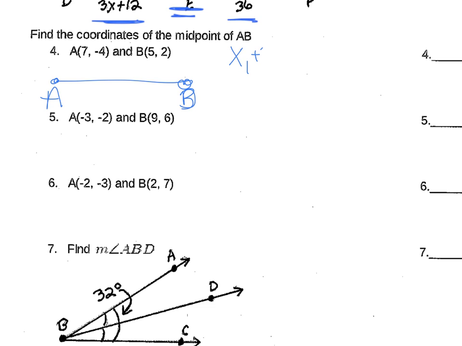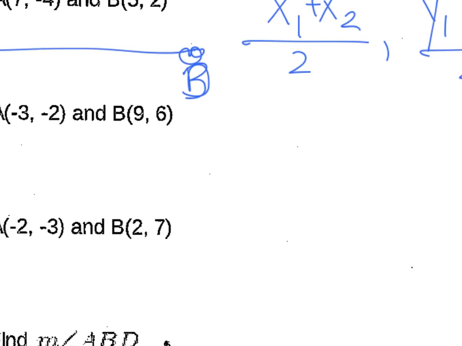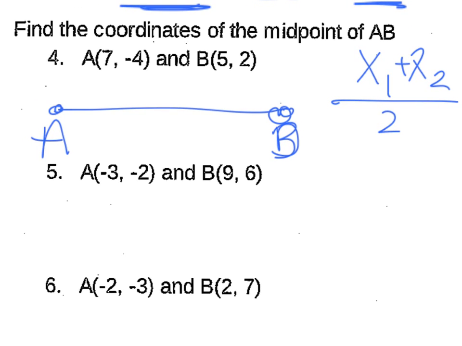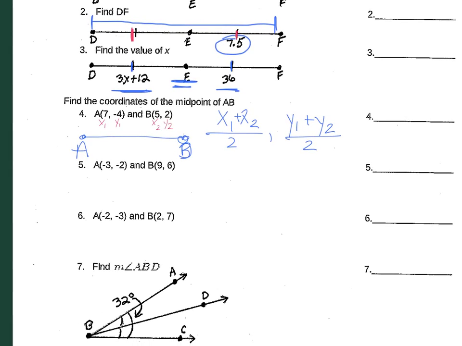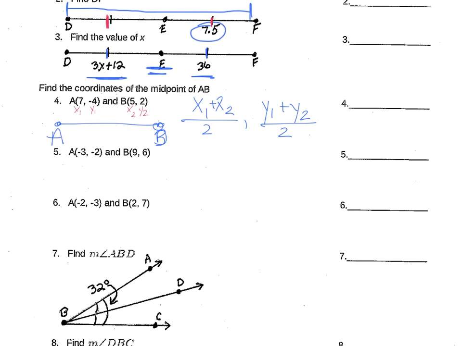You add the x's and divide by 2, and then you add the y's and divide by 2. Alright? And also remember, it's very helpful to label. This would be x1, that's y1, this would be x2, and this is y2. Okay? So now in your answer, it should be a coordinates. You should have an ordered pair here, an x and a y value. That's what you're doing for numbers 4, 5, and 6.